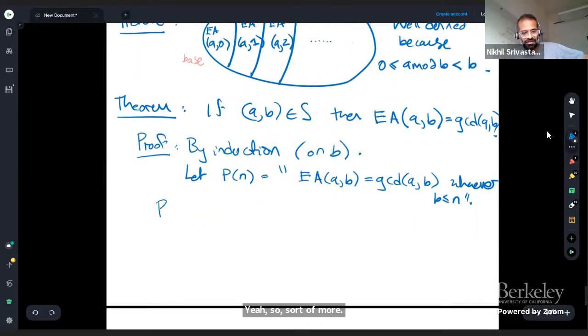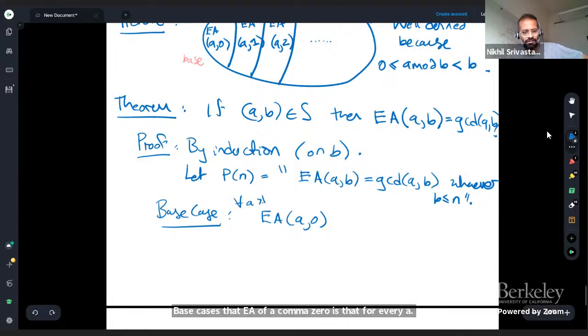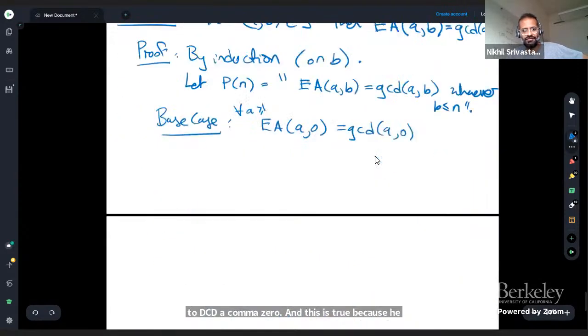So now, okay, what's the base case? The base case is that EA of (A, 0) equals GCD(A, 0) for every A that's, I guess, at least one. And this is true because EA of (A, 0) is A. So I won't belabor this. And again, why is A at least 1 here?